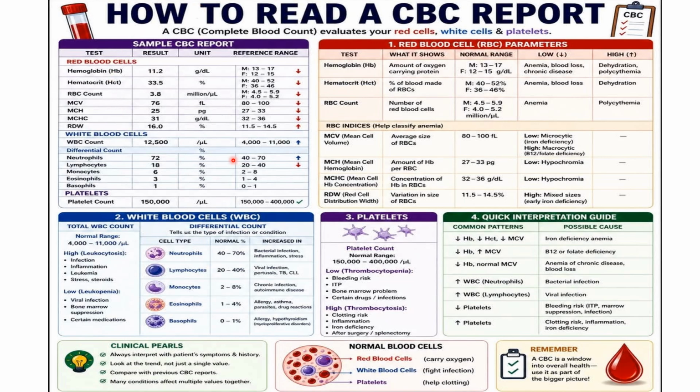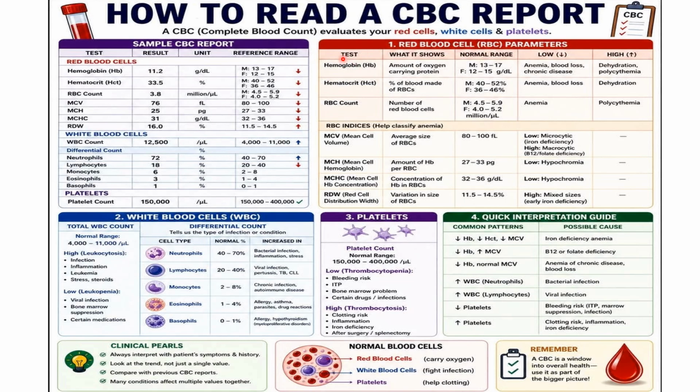Here you can see a sample CBC report and all the tests that come under the CBC. Mainly the red blood cells. Under red blood cells you can see hemoglobin, hematocrit, RBC count, MCV, MCH, MCHC and RDW. Then under white blood cells, mainly the WBC count as well as a differential count, and platelets. These are all the main tests that come under a CBC report. First we will start with the red blood cell parameters, or RBC parameters.